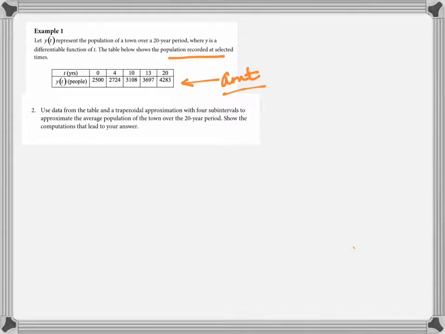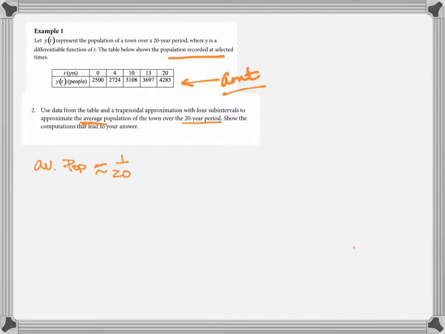Okay, part 2. Use data from the table in a trapezoid approximation with 4 subintervals to approximate the average. Wait, did you see that word average? So that means, it's over a 20-year period. So the first thing we're going to have to do is, average population is approximately equal to 1 over 20 times the trapezoid sum.